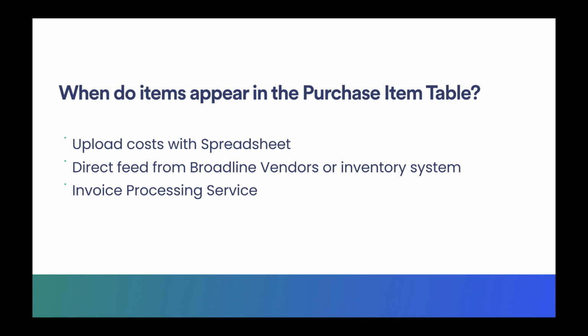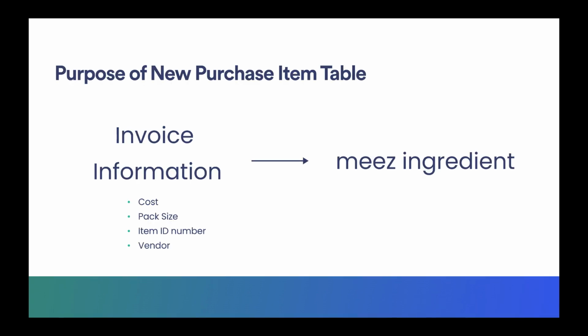Purchases will appear here when you upload a spreadsheet of your costs, sign up for a direct feed to your broadline vendors or inventory management system, or if you sign up for the full invoice processing package. So the goal of using the new purchase item table is to make sure the information from your invoices is connected properly to your ingredients.